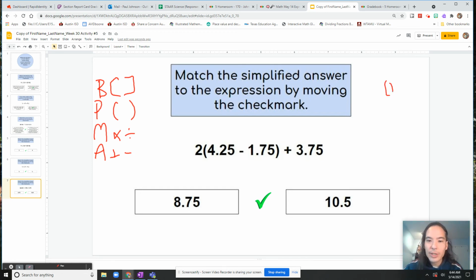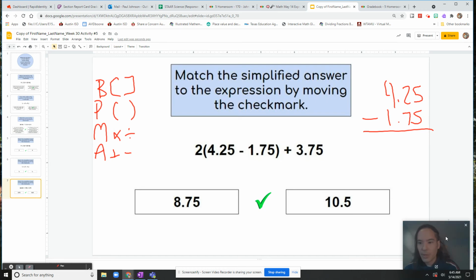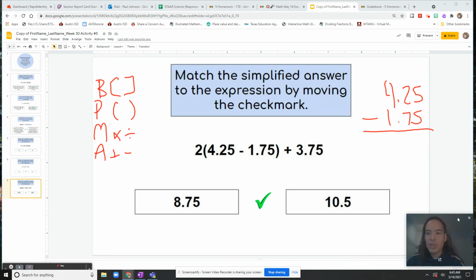I have 4 and 25 hundredths minus 1 and 75 hundredths. All right. So what I'm going to do is I am going to subtract 5 minus 5 is 0. I've got to borrow over here. 12 minus 7 is 5. 3 minus 1 is 2, and drop it like it's hot. Our decimal point moves down.